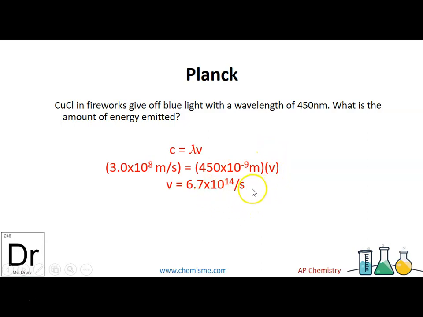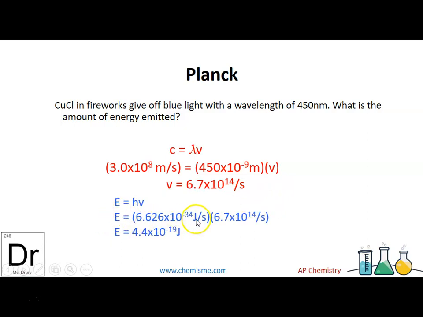It is not my answer, because I didn't ask for frequency, I asked for energy, so I also solve Planck's equation. I put Planck's constant in and multiply by my previous answer to get an answer of 4.4 times 10 to the negative 19 joules. Notice the seconds have canceled, and my unit is joules, and that makes sense because last year we calculated energy in joules.